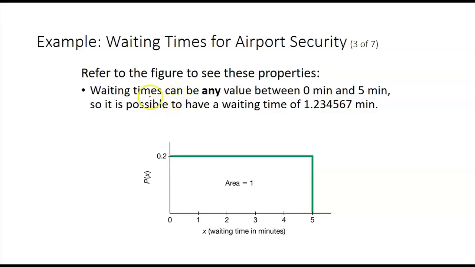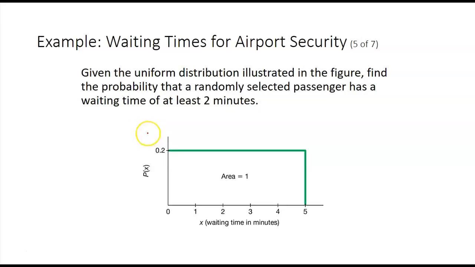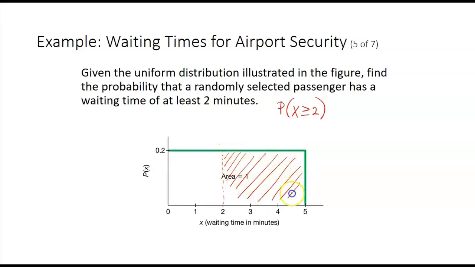So we want to look at a couple problems here. Given the uniform distribution illustrated in the figure, find the probability that a randomly selected passenger has a waiting time of at least 2 minutes. So at least 2 minutes is going to be greater than or equal to 2. So what I'm going to do is look at shading this greater than or equal to 2. So this is the part that I'm looking at. This is my greater than or equal to 2.